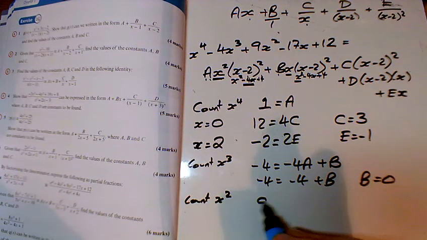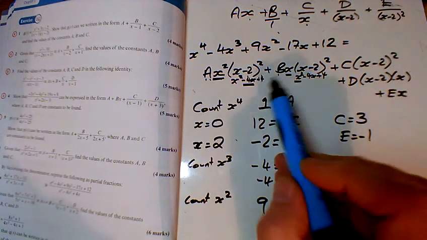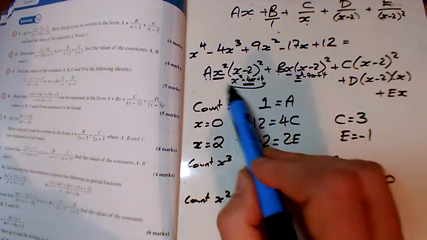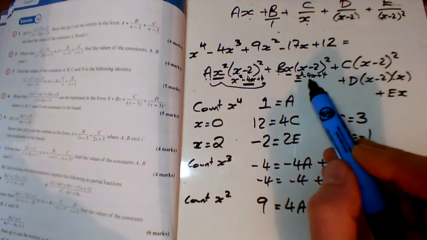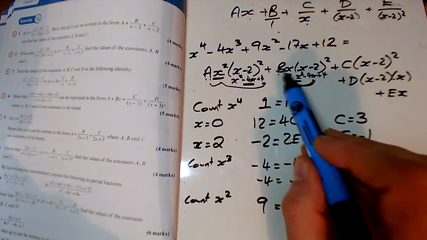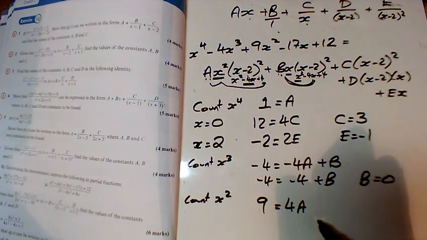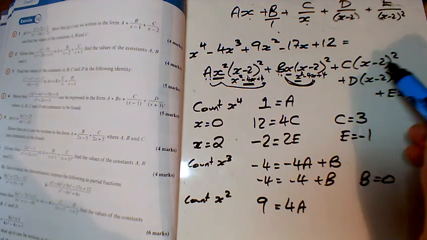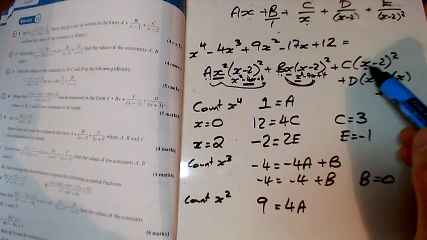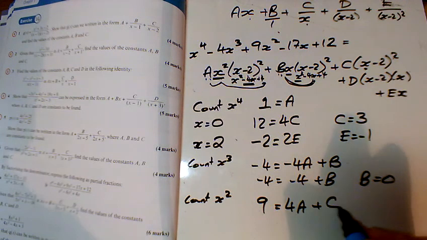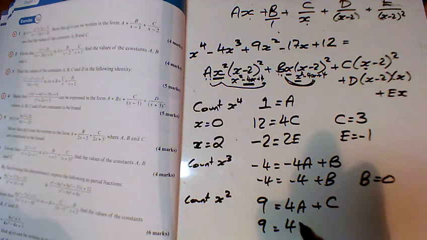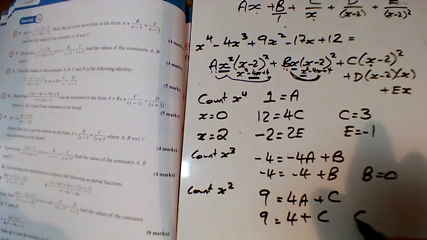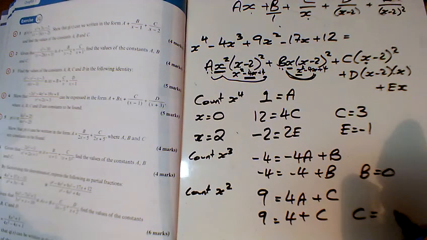And I'm even going to try and count the x squareds as well. The x squareds, we know there's 9 of them. And the x squareds here are these 4 here times by a. The x squareds here, well, we know this is 0 of them, so we haven't got to worry about them. And the x squareds here, well, there's just an x squared times by c there, so we can just put plus c. We know that a was 1, and so that makes c equal to 5.